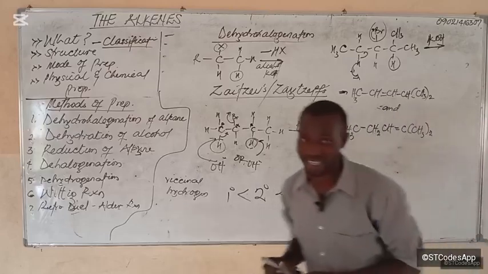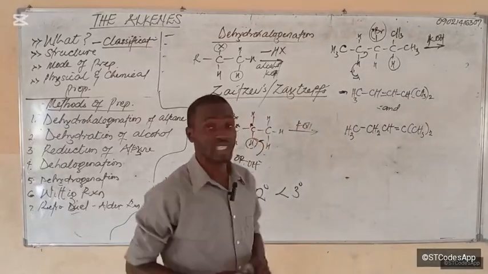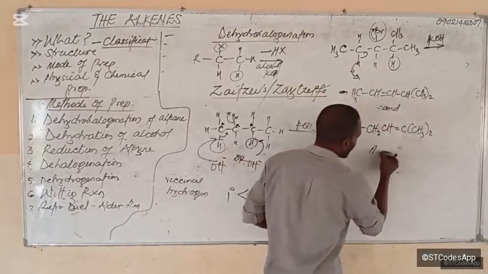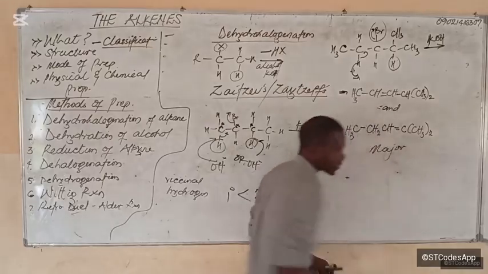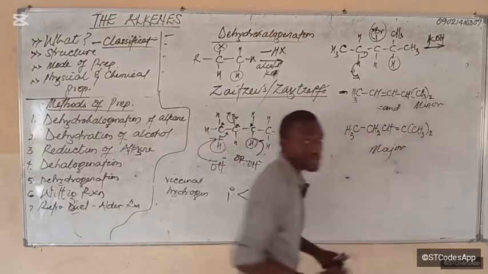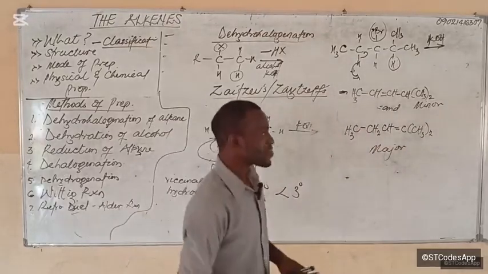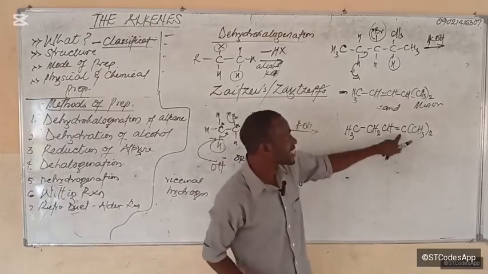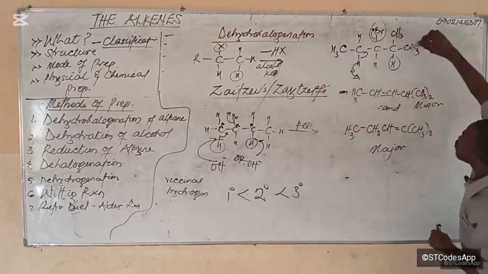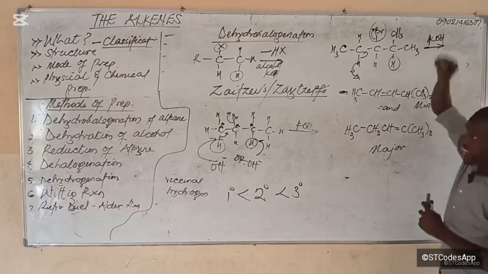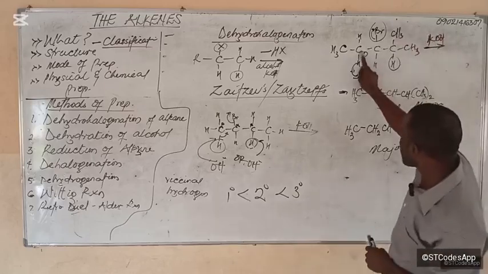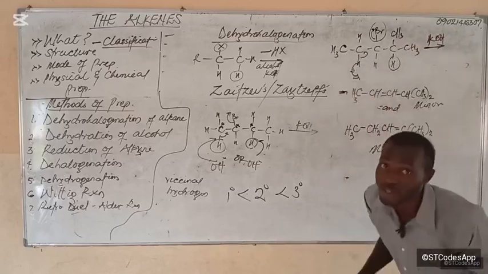Now, according to Saytzeff, which one will be the major product, which one will be the minor product? A or B? Correct, B. This will be the major product. Now tell me why. Tell me why before I say it. Yes? God bless you. Because this carbon is attached to three other carbons: 1, 2, 3. But this carbon here is attached to only 1, 2 carbons, right?